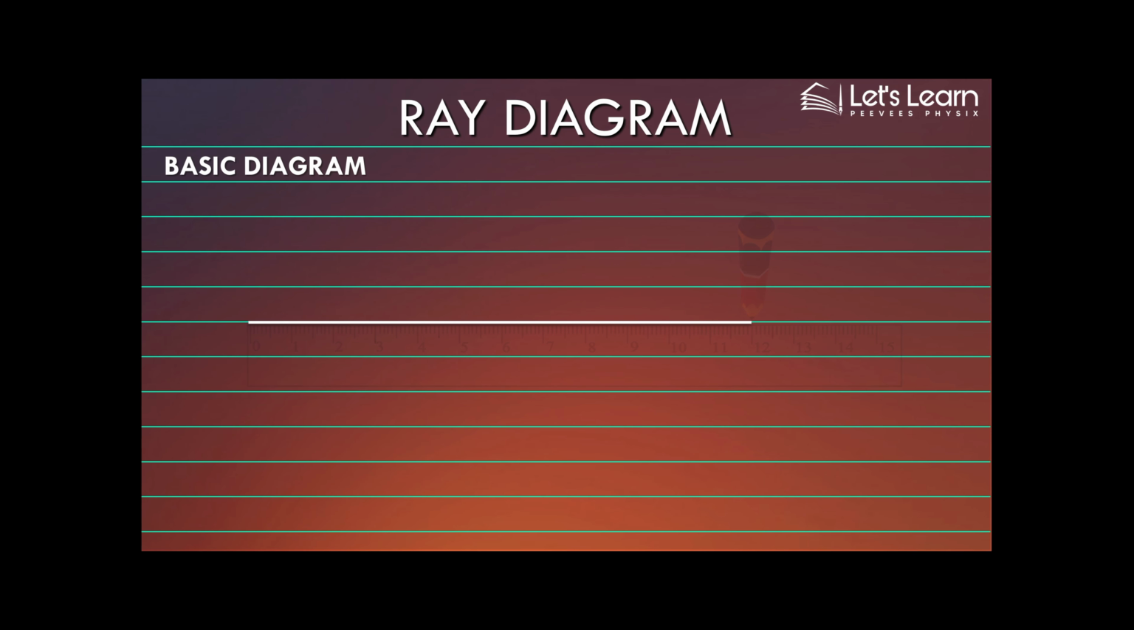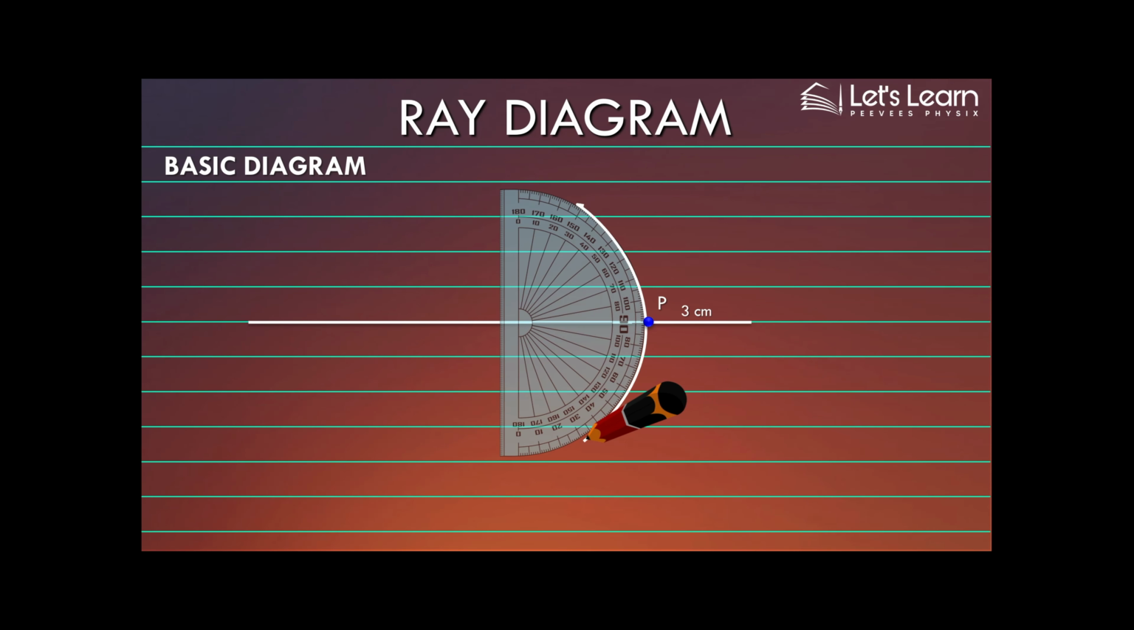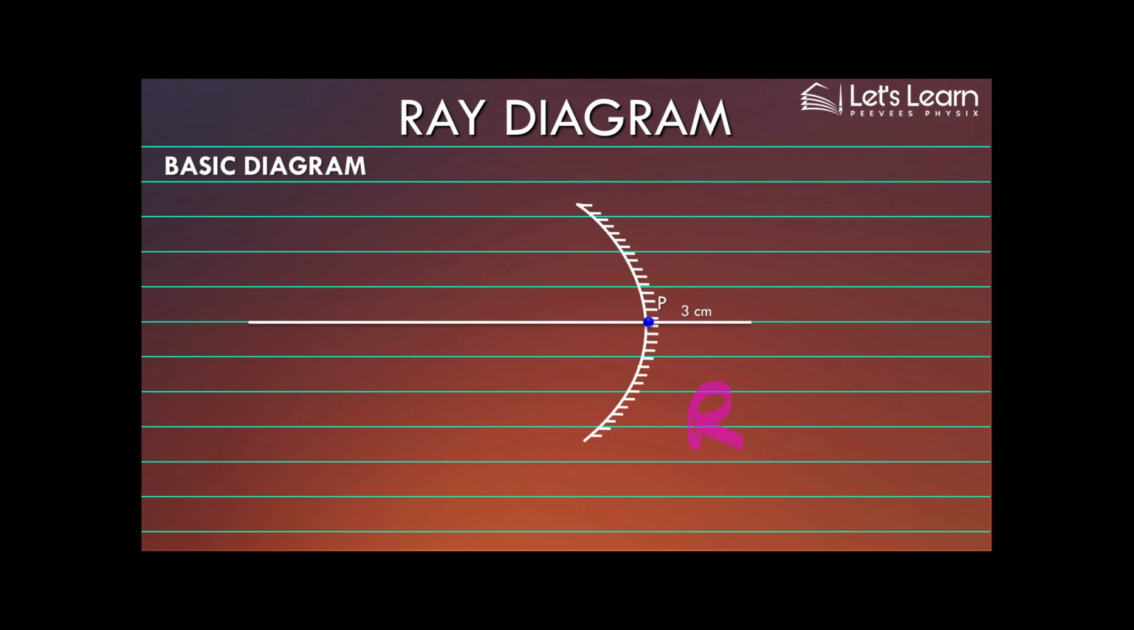Draw the principal axis. Then choose a random distance, label it as pole of the mirror. You draw the mirror with the help of a protractor to make it perfect. Keep the right side as the opaque surface and the left side as the reflecting surface, which is silvered.